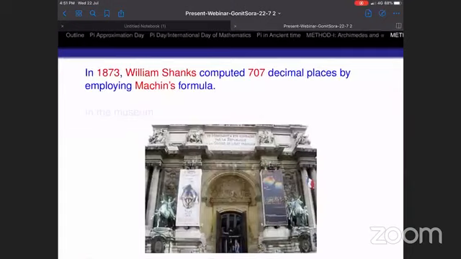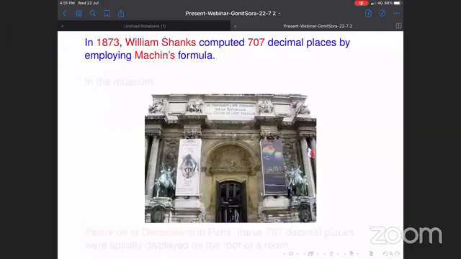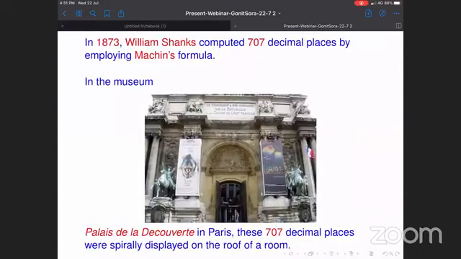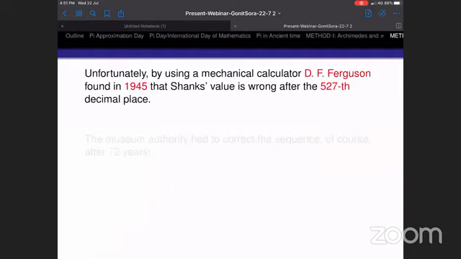And in 1873, William Shanks computed 707 decimal places by employing Machin's formula. And in the Science Museum, Palais de la Découverte in Paris, these 707 decimal places were displayed on the roof of a room. The unfortunate thing is that in 1945, D.F. Ferguson found that actually Shanks' value is wrong after the 527th decimal place. So the museum authority actually corrected that value after so many years. So it was wrongly displayed in the museum.